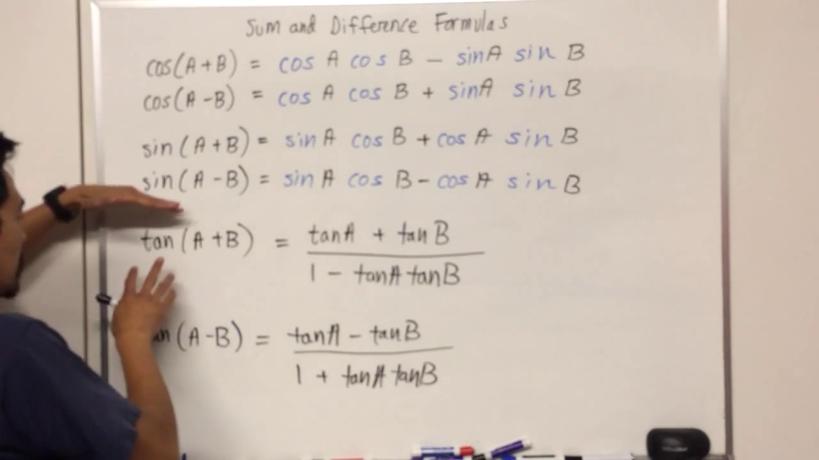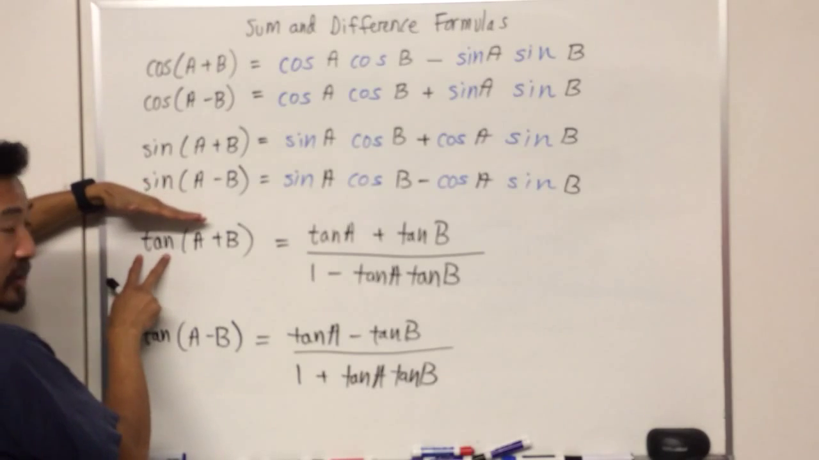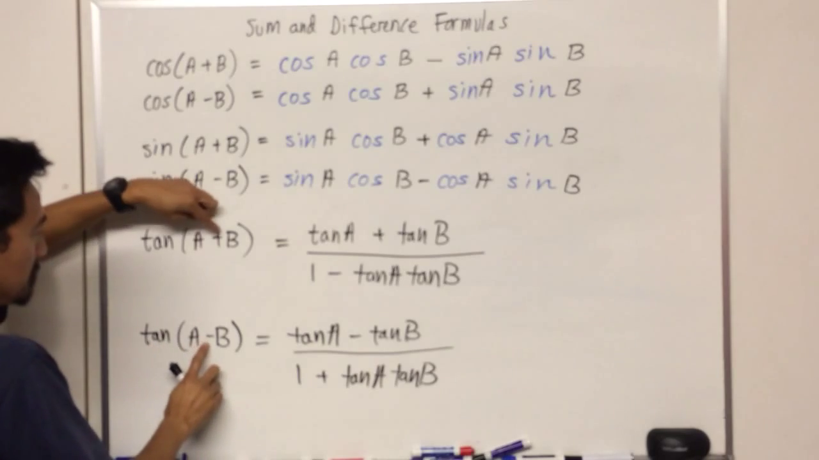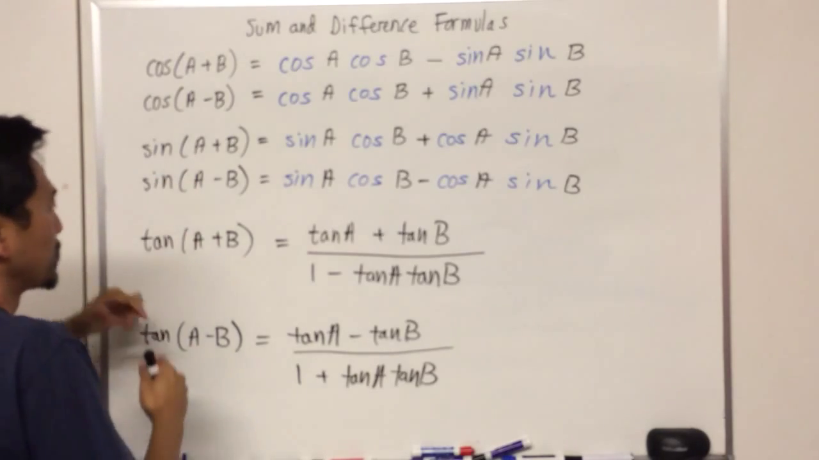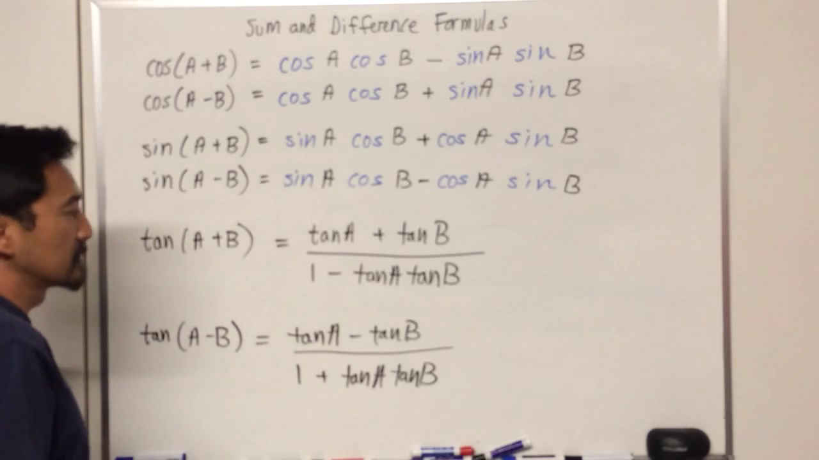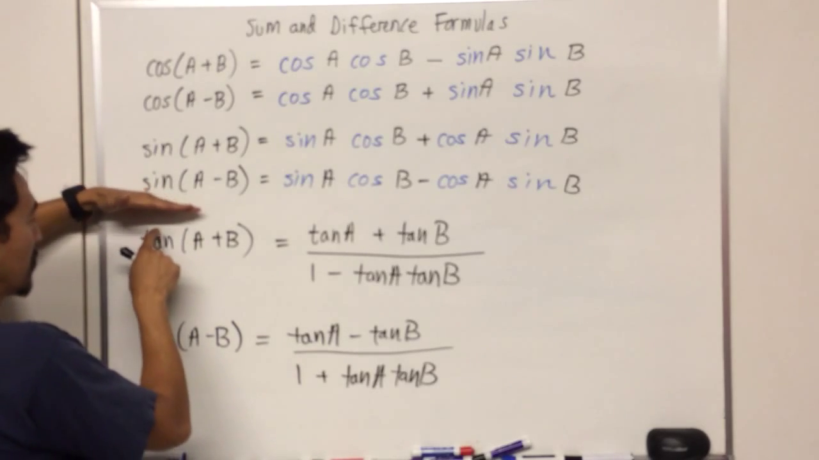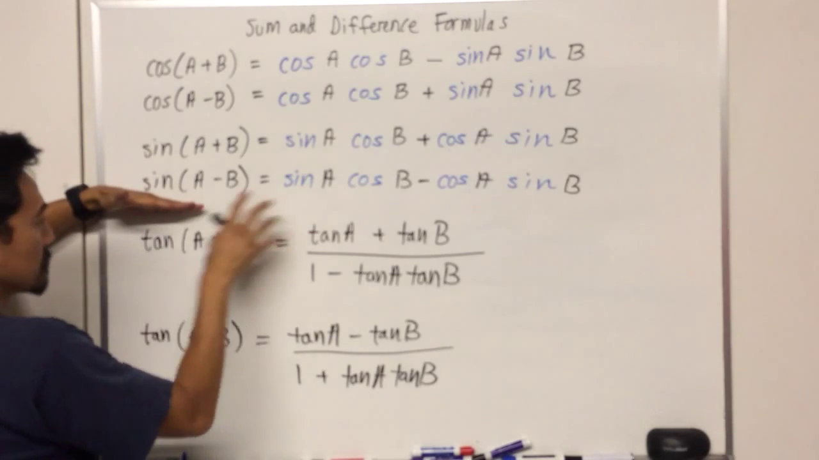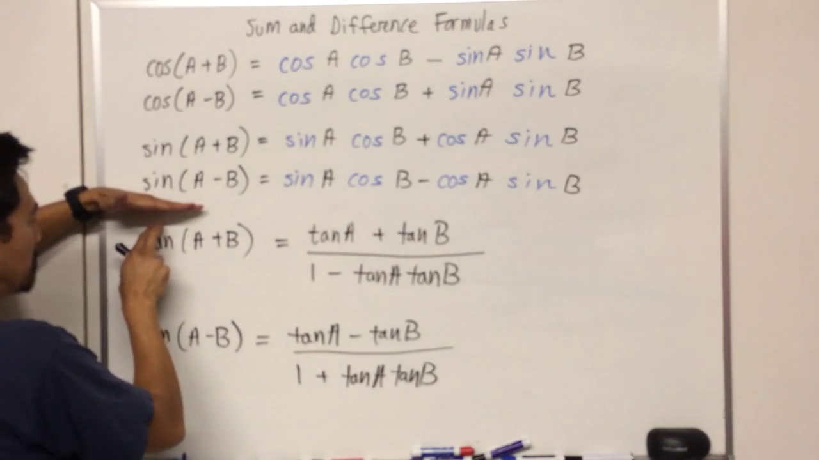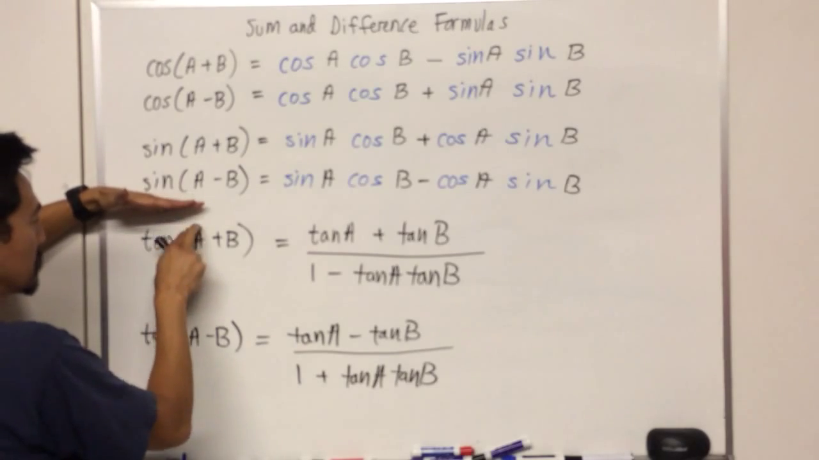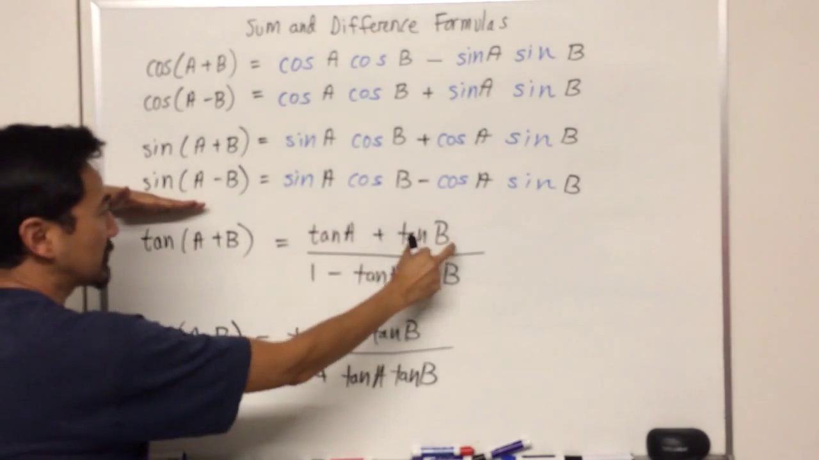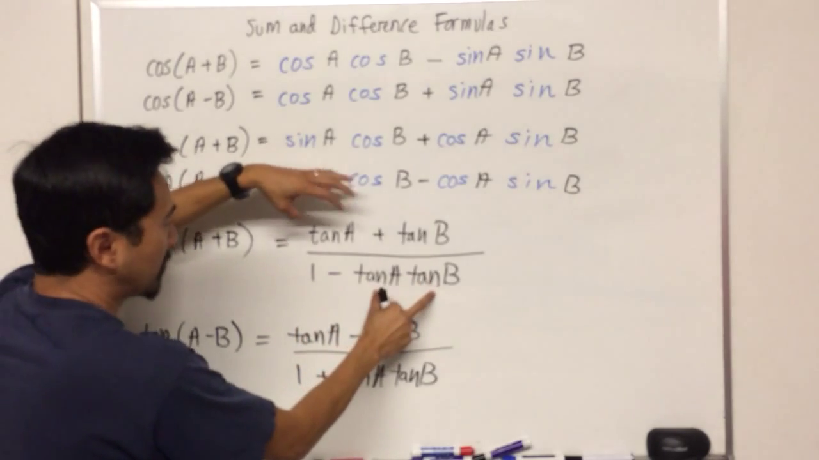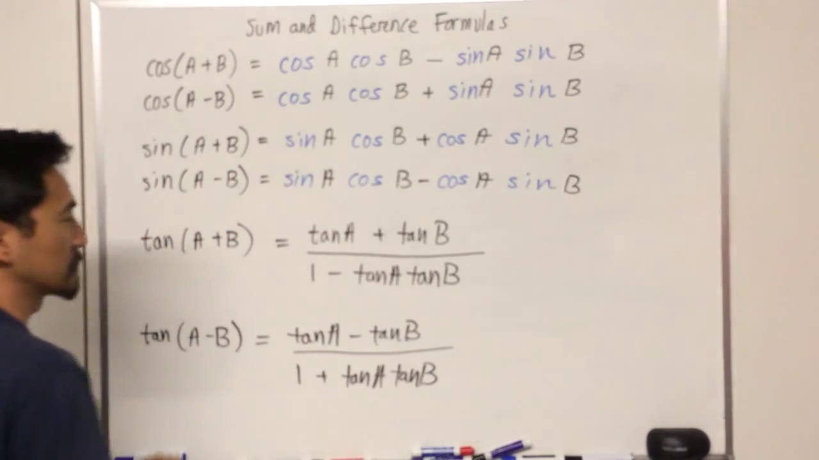And I say this right now, the tangent is not a linear operator. It does not move through sums and differences, but just to help you remember these formulas, you can think of it that way, just to help you come up with this result. The tangent goes to A, and the tangent goes to B. Then on the bottom you have 1 minus their product. So on the bottom you're multiplying those two individual functions.